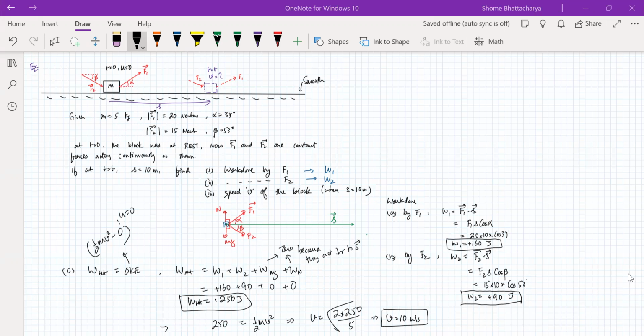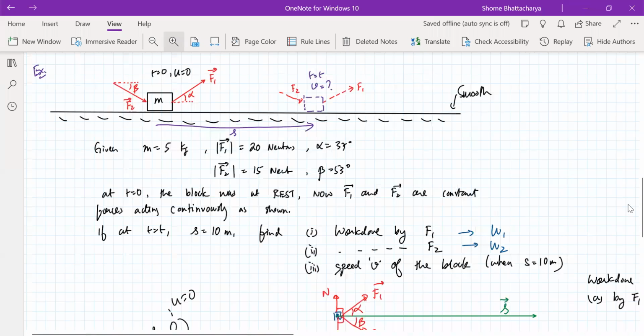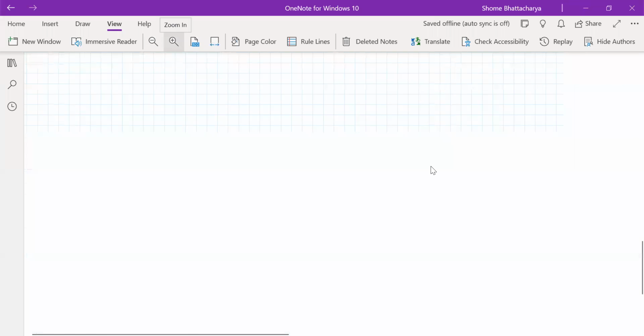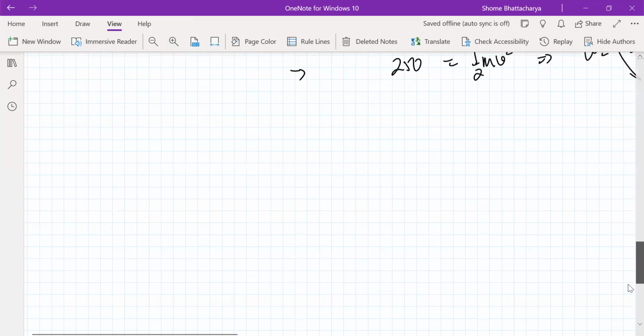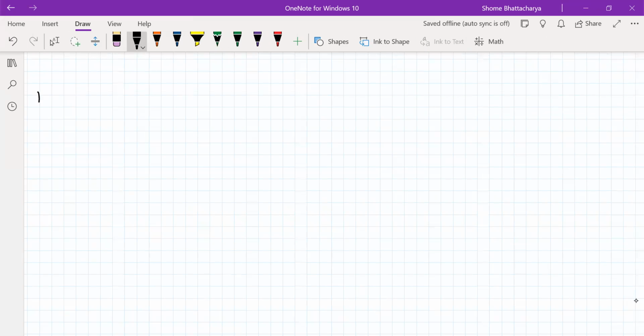Okay, now next let's look at a different level of question, but involving the same concept. Now this was a question that involved only constant forces, and the body on which they were acting was moving along a straight line, horizontal straight line, in fact. Now next question, we have something different.